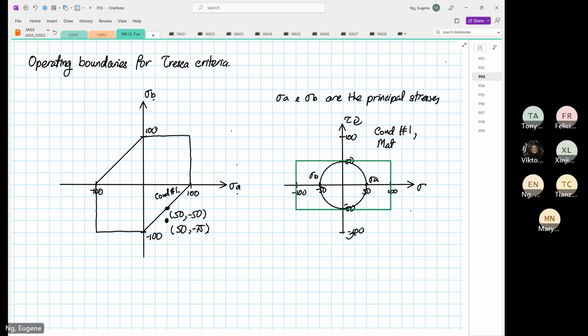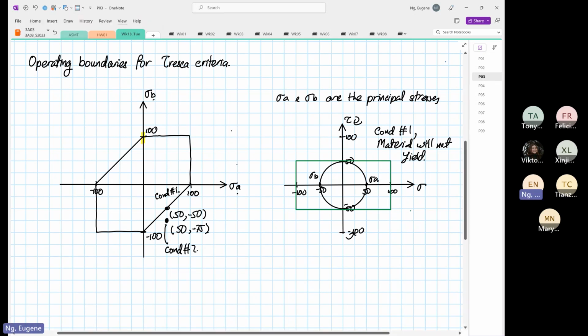Material will not yield. And then the next point over here, this is condition number 2, which is outside the boundary. When I say the boundary, I refer to this box over here. Okay, so this shape over here. Outside the boundary now.